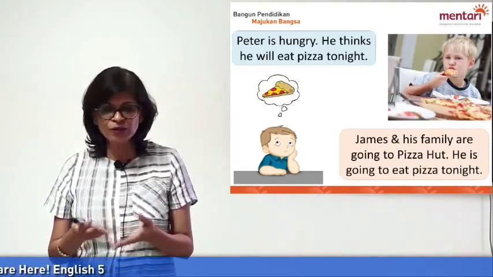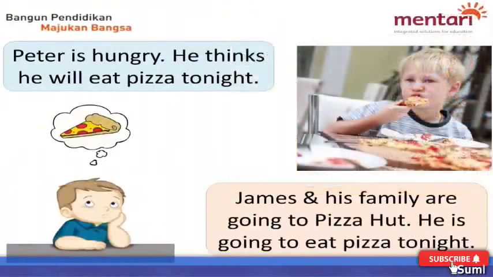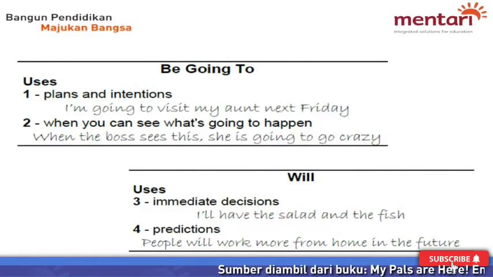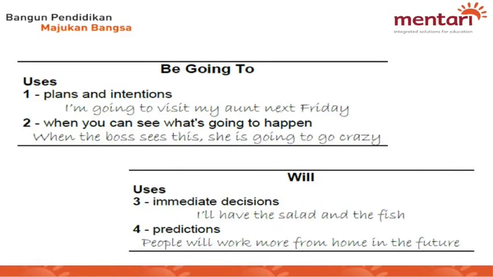Let's try to browse through the exercise. Be going to. When do we use it? Plans and intentions. Well, if you have planned in advance, you want to do it, you use the verb be going to. For example, I'm going to visit my aunt next Friday. So you planned for next Friday. Second condition, when you see what's going to happen, that means you already know what is about to happen.